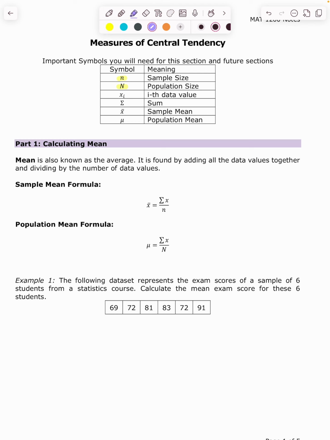An X with a small i next to it is indicating the ith data value. So it's telling you the location of the data value. So if it's X with a 1, that means the first data value, and X with a little 2 would be the second data value, and so on and so on. This symbol here is a capital sigma. And yes, I have to be specific that it's a capital sigma. And it means we're going to take the sum of whatever comes after it.